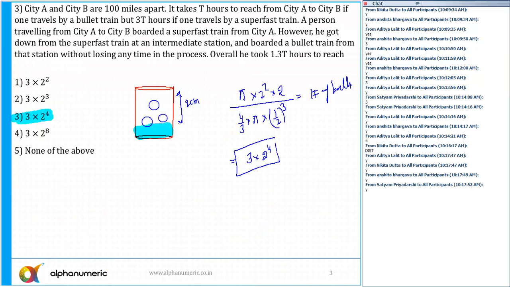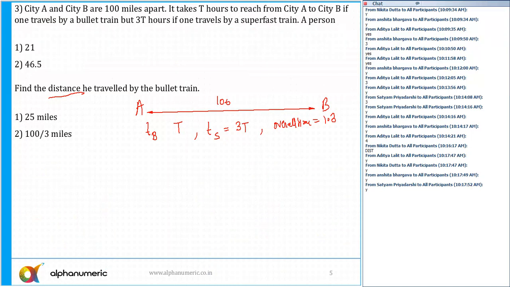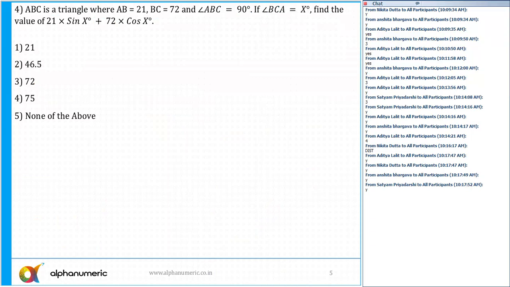So I'll say the first 3 questions were all doable, not very difficult ones. Fourth is again a very easy one. What is the answer for question number 4? We have discussed that in the class, that is A sin theta plus B cos theta.